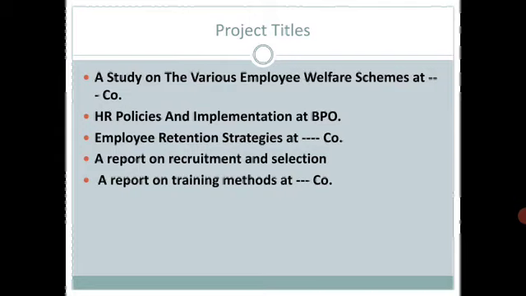Then the conclusion, that is, you are supposed to summarize your study into 2 to 3 sentences. After your project report, you are supposed to give an oral on it. That is viva voce for 30 marks. So what is viva voce?